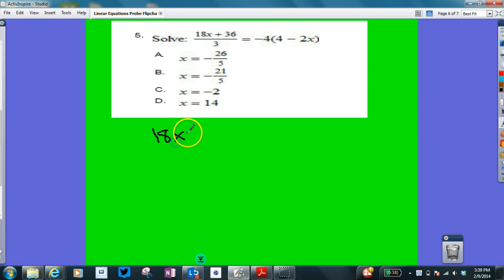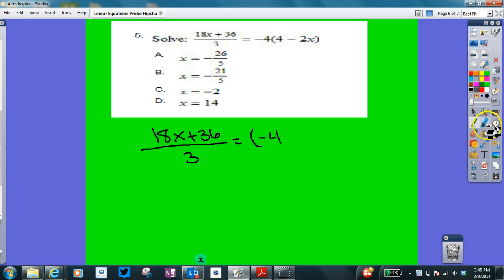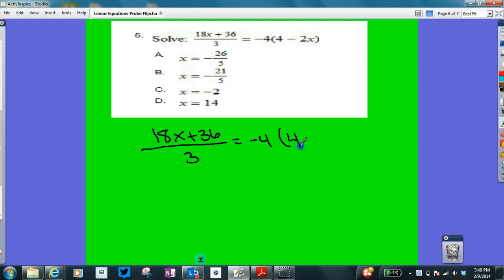You have 18x plus 36 over 3 equals negative 4 times, oh, messed up there a little bit. Negative 4 times, minus 2x. When I look at this, I'm telling you, it looks a lot more difficult than what it really is. Don't let the fact that there's some dividing in there, or a fraction, if you will, mess you up.